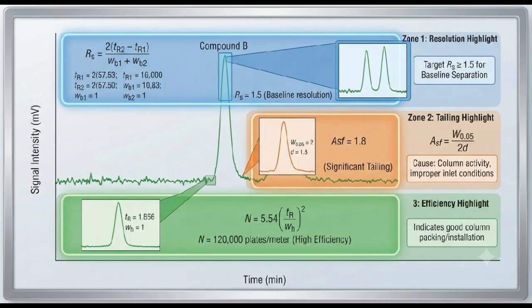System suitability. Before accepting an analytical result, we need to make sure the chromatographic system is performing properly. This is where system suitability comes in. Depending on the analytical method, parameters can include retention time, resolution, theoretical plates, tailing factor, and repeatability of response such as percentage RSD, or relative standard deviation.